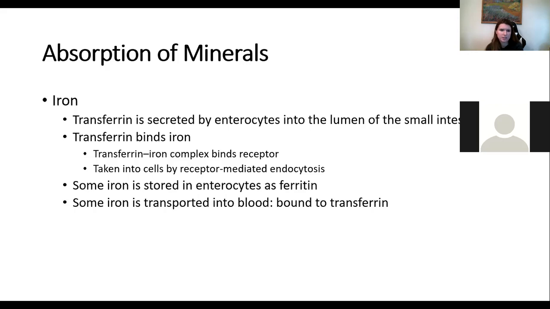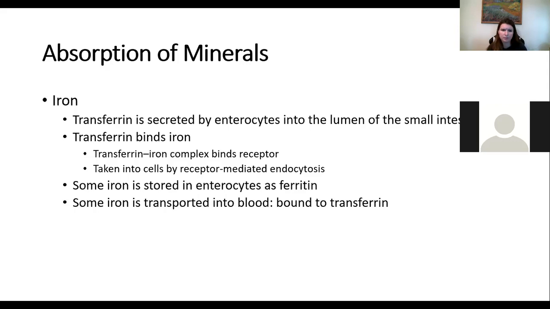So the transferrin iron complex binds to receptors on cells lining the intestine, and it can then be pulled into the cell through endocytosis. So we call this receptor-mediated endocytosis, just because it had to bind a receptor so that the cell knows it's there, and then that triggers endocytosis, and that's how it's getting absorbed. So it's not moving through a protein, it actually has to have the cell membrane move to scoop it in.